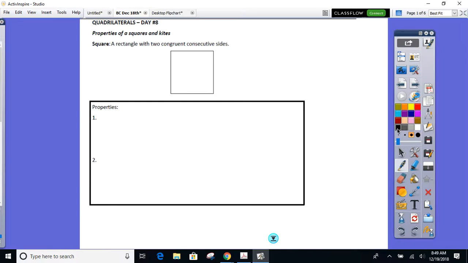Square. When I showed you the quadrilateral tree, where was the square? At the bottom of the parallelogram family, right? And I connected it with the rectangle and the rhombus.